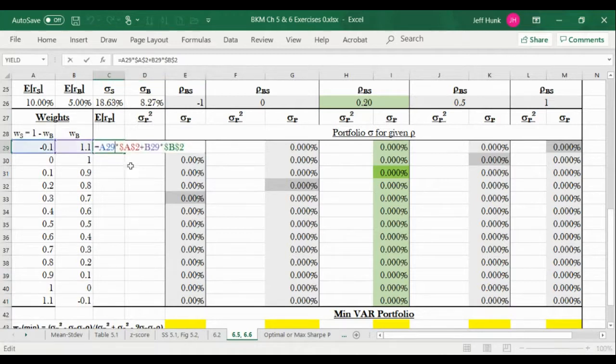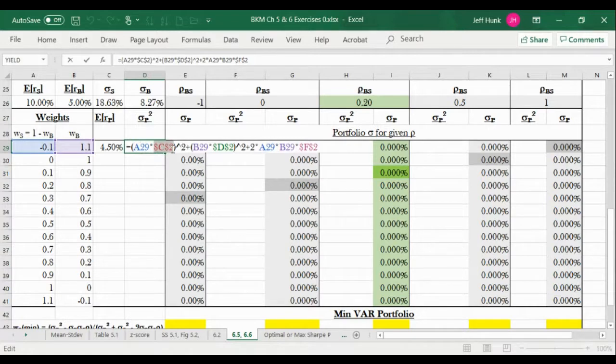So what I did here, 829, that shouldn't be 82. It should be 826. B26. And I will lock B26 and B26. So A26 and B26. Okay. B26. Hit enter.